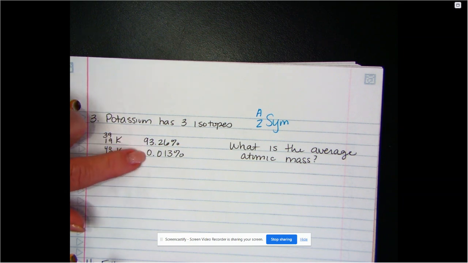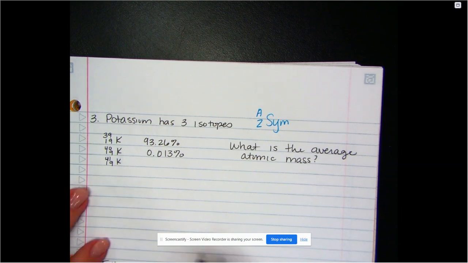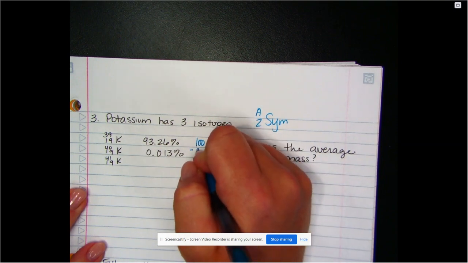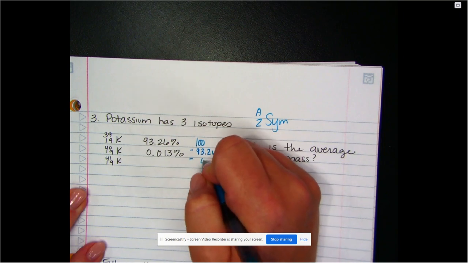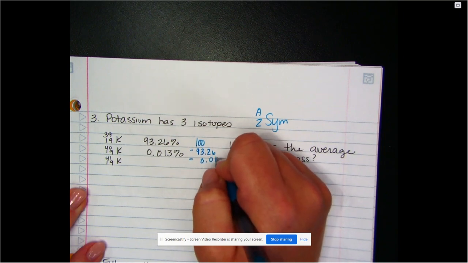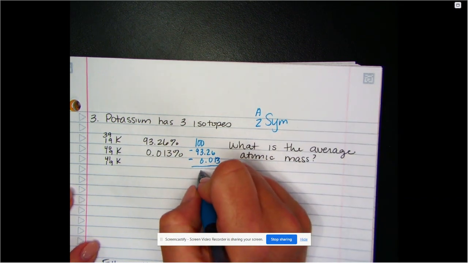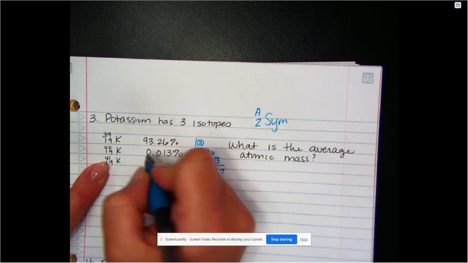I have 2 of my 3 abundances. And so in order to go forth and calculate this, the first thing we have to do is to find our missing abundance. So just like I did in the previous question, I'm going to take 100% and subtract the 2 that I have. 100 minus 93.26 minus 0.013. And that's going to give me a percentage for my potassium 41 of 6.727%.